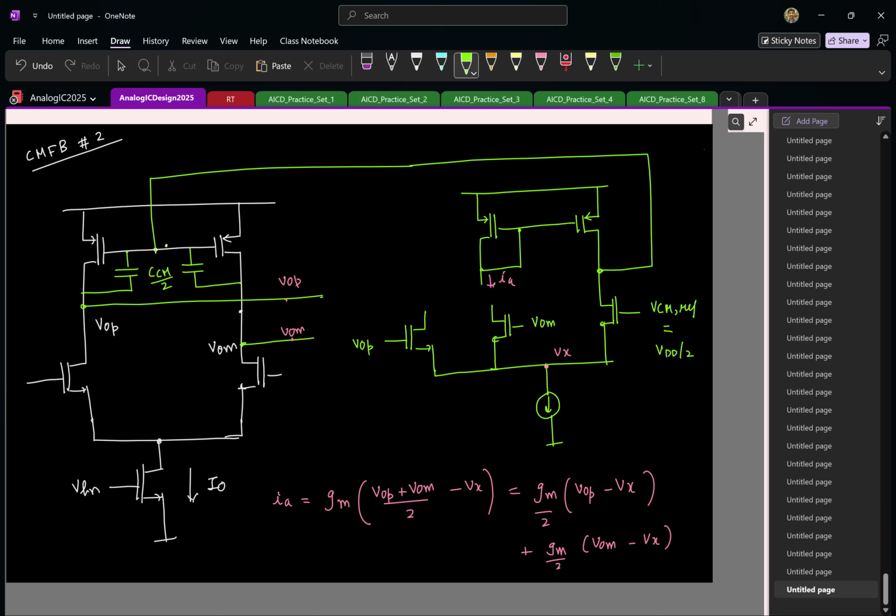Now I have to add the two currents, right? I have generated two currents. I have to add them. What do? I just use KCL. Now the last part of the puzzle is to make sure that the GM of these transistors is 1/2 compared to the GM of this transistor. So if this has a size of W, I'll make sure that these are sized half to get the required GM.